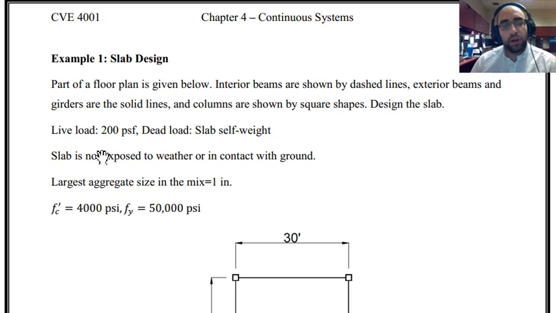So over here you can see live load is given to us, dead load is the slab self weight, and it is also telling us that the slab is not exposed to weather or in contact with ground. The largest aggregate size is mentioned as 1 inch, and the strengths of the materials that we are using in this problem are given here. f'c is 4000 psi, and fy is mentioned as grade 50 steel, or 50,000 psi.